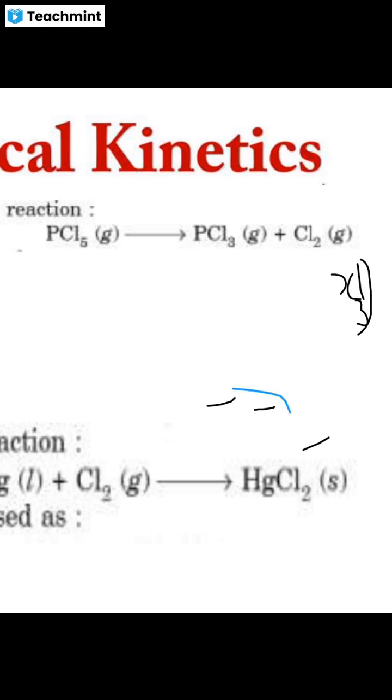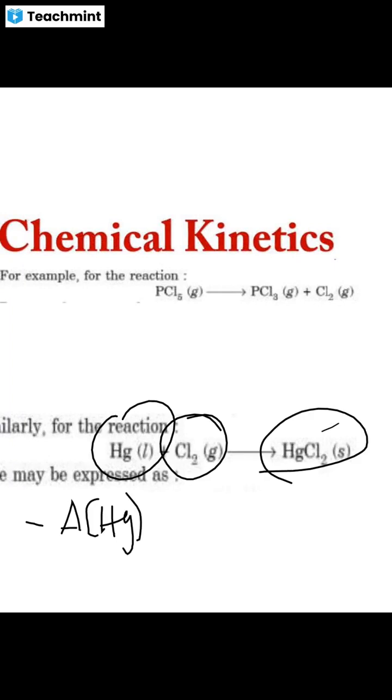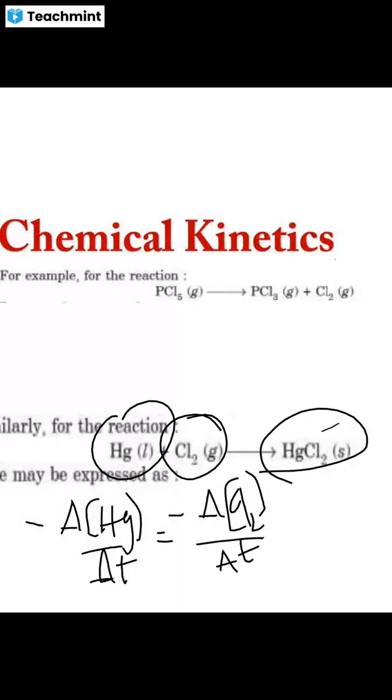In phosphorus mercury chloride. Okay, the same way we can write the next one. Mercury reacts with chlorine, forming mercury chloride. The same way we can write the change in the concentration of mercury upon time, which is equal to the decrease in the concentration of chlorine upon time, which is equal to the increase in the concentration of mercurous chloride upon time. This is the way of writing the average rate expression, right?